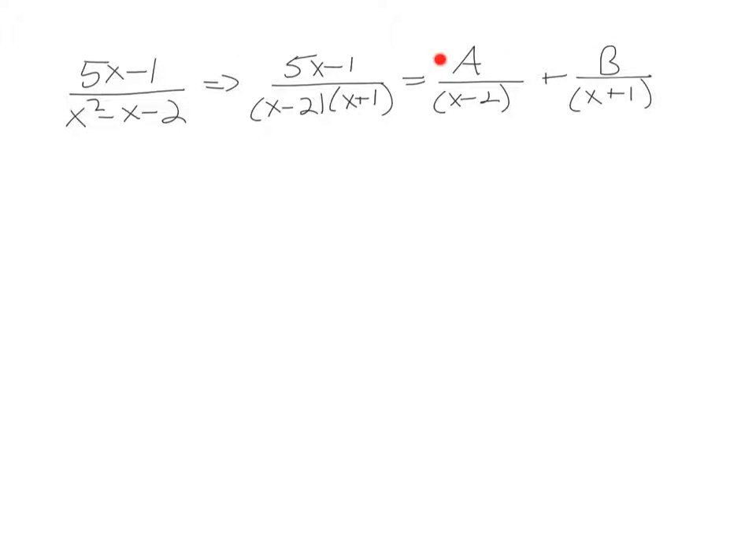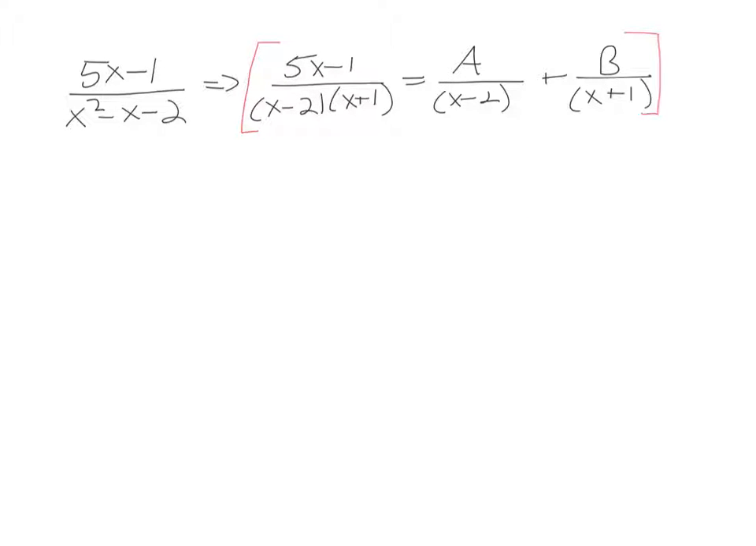In order to do that, I need to figure out what this a term and what this b term will be. And there's a pretty simple and kind of elegant process that we're going to use to do that. So first, I'm going to take this top part right here, and I'm going to multiply it by this first term in the denominator. I'm going to multiply it by x minus 2.